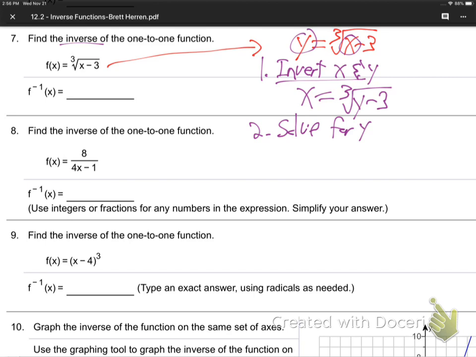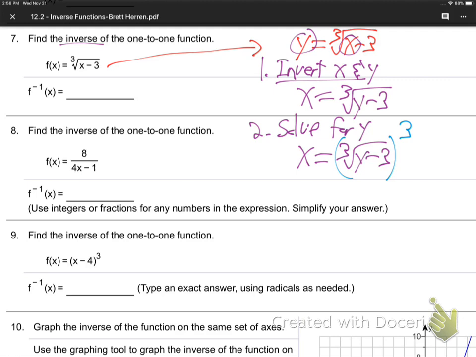So bring that down here. We have x equals cube root of y minus 3. How am I going to solve for y there? What are you going to do? Well, first I have to get rid of that third root. What's the opposite of a third root? Third power. Are you getting the hang of that?